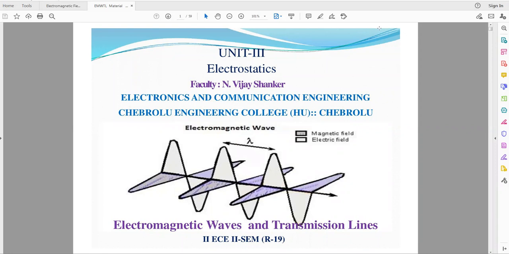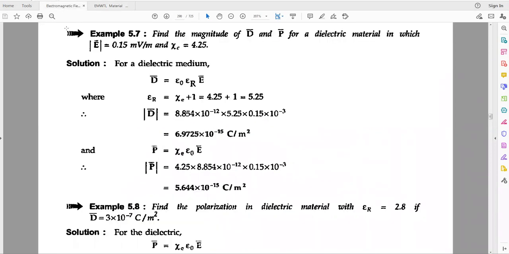Today we are going to discuss examples in electrostatics, that is the third unit. Find the magnitude of D bar and P bar for a dielectric material, in which the magnitude of electric field is given as 0.15 millivolt per meter, and the susceptibility χe is also given as 4.25. It is not the relaxation time, my dear students. It is the susceptibility.